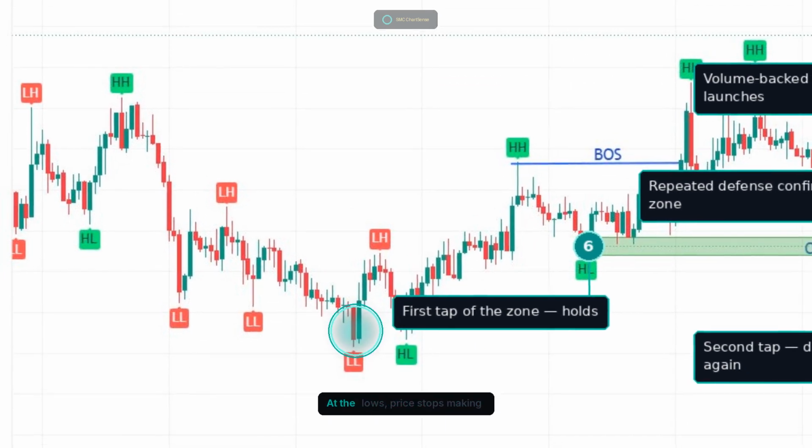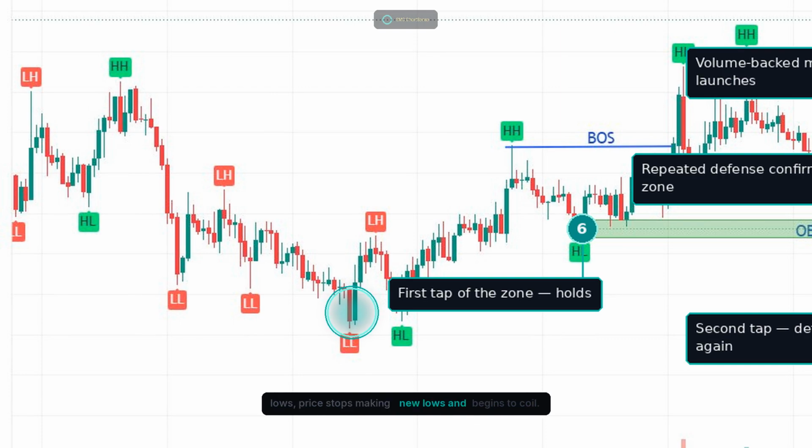At the lows, price stops making new lows and begins to coil. The candles overlap, the range compresses, the volume stays muted. This is accumulation in its plainest form. The downtrend's momentum spent, but no new trend begun. A base on its own proves nothing, plenty break back down. It only earns the name launchpad in hindsight, once structure breaks.